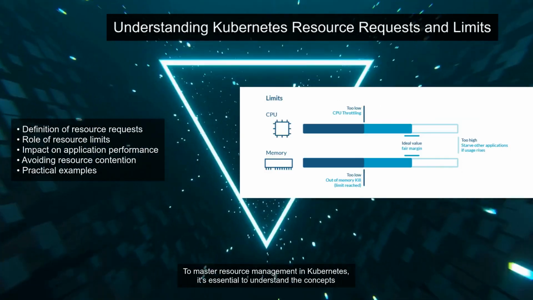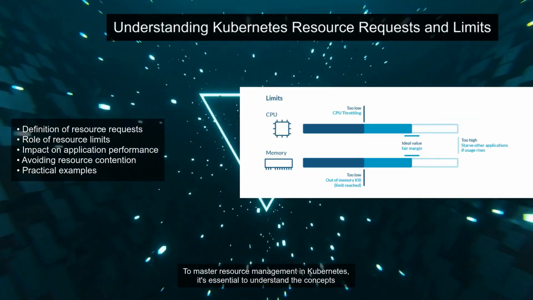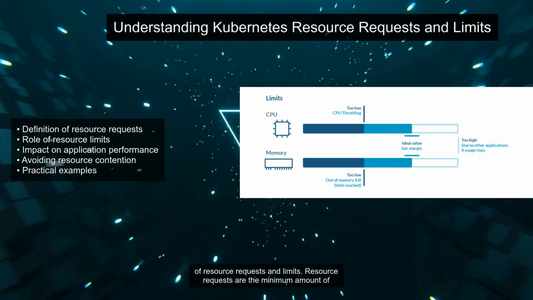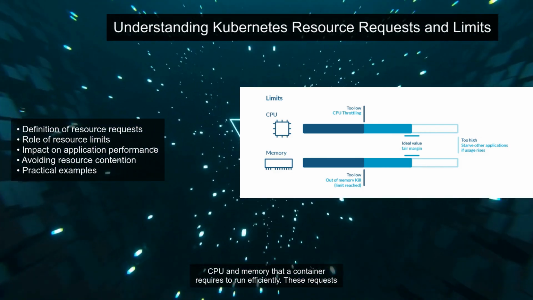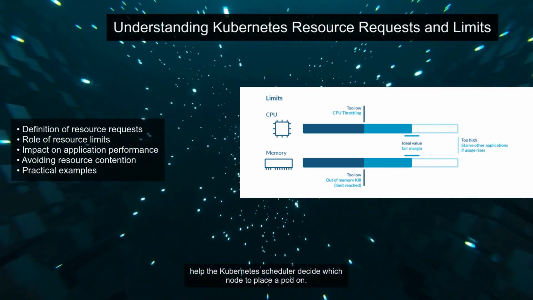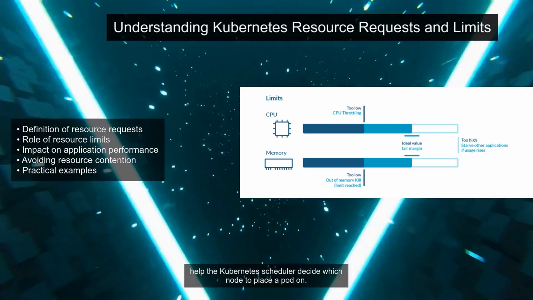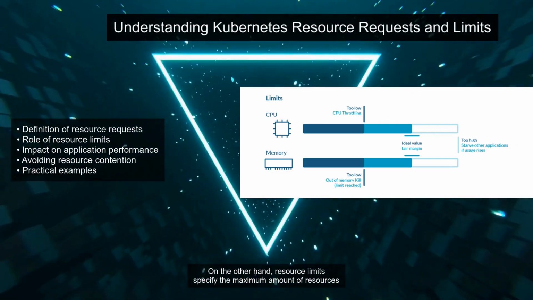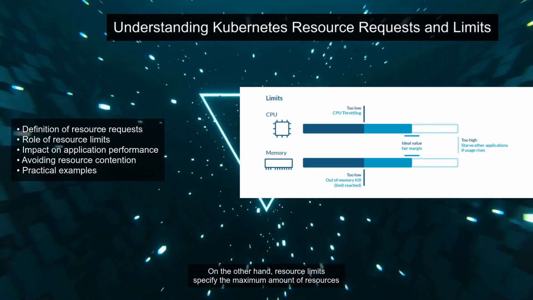To master resource management in Kubernetes, it's essential to understand the concepts of resource requests and limits. Resource requests are the minimum amount of CPU and memory that a container requires to run efficiently. These requests help the Kubernetes scheduler decide which node to place a pod on. On the other hand, resource limits specify the maximum amount of resources a container can use.